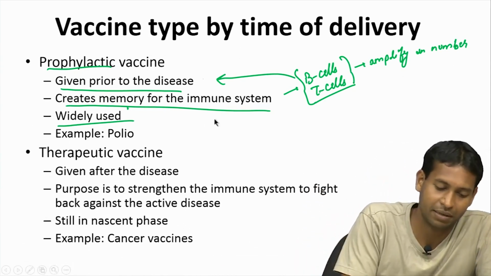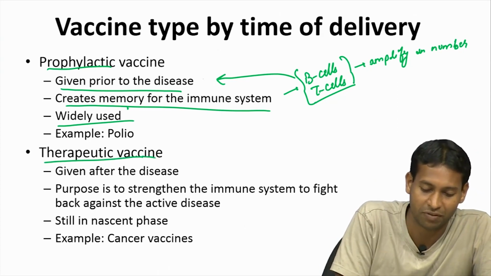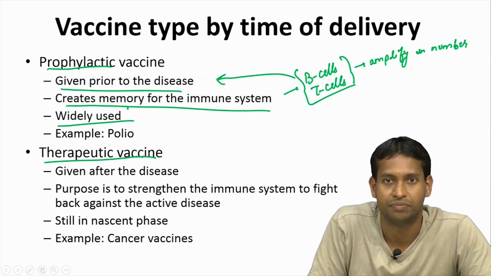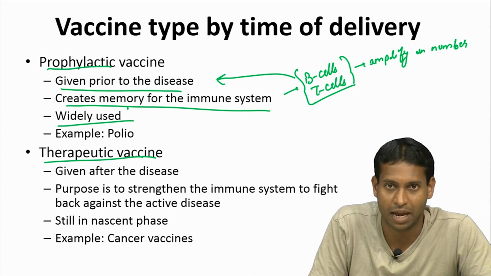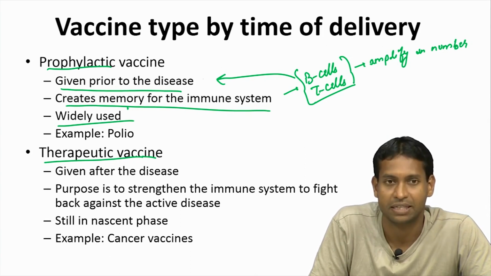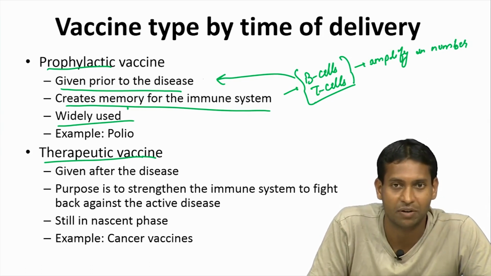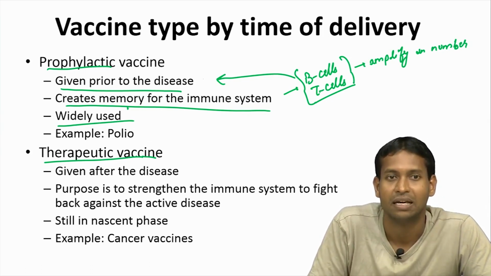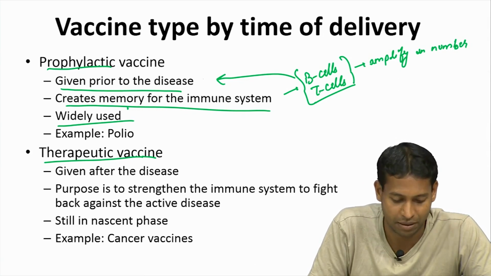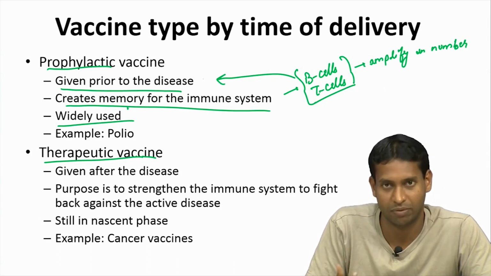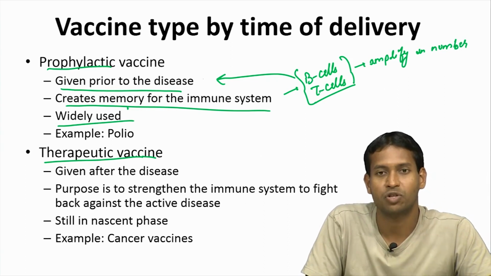And then the other is a therapeutic vaccine. You may or may not be aware of this, but this is given after the disease has happened. Maybe the disease is fairly diverse and we do not know what type of vaccine to give. Let us take the example of cancer. We do not know what type of cancer will happen; it is a mutation of your own cell, and you cannot really immunize against your own cell. You then give these vaccines, and the purpose is to strengthen the immune system to fight against the active disease. So, the body is already fighting against the disease, but you are now strengthening it further.